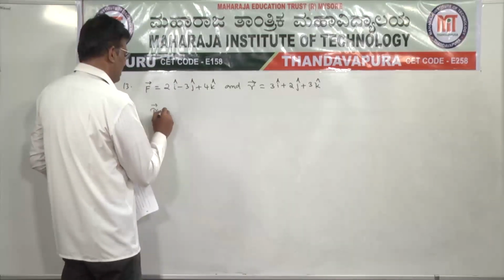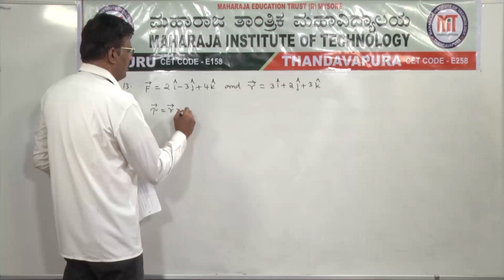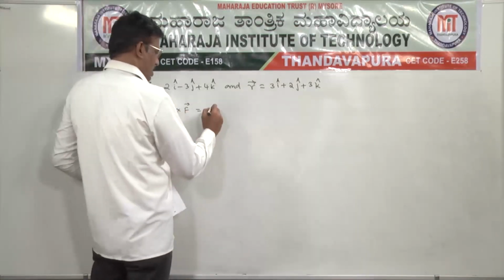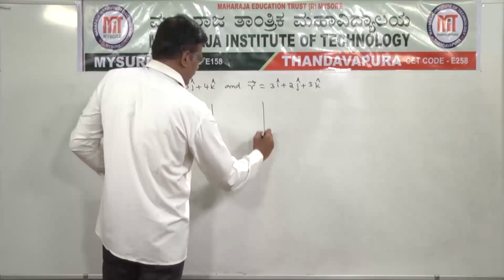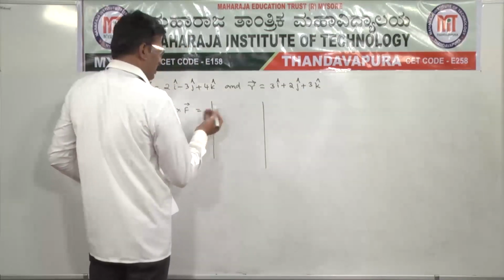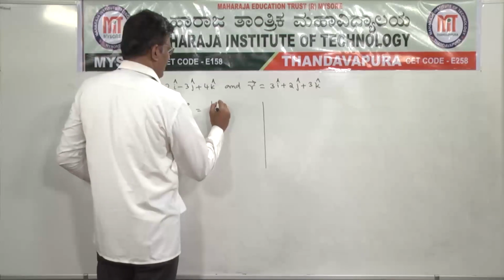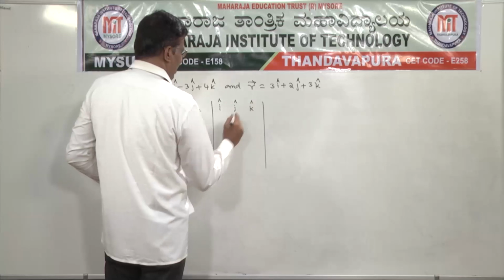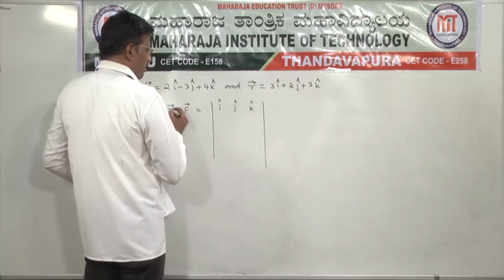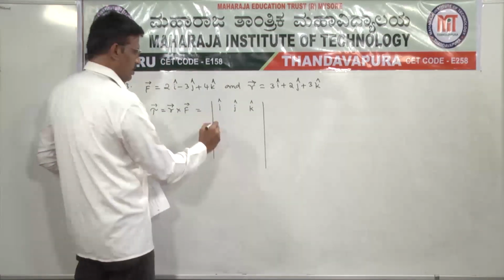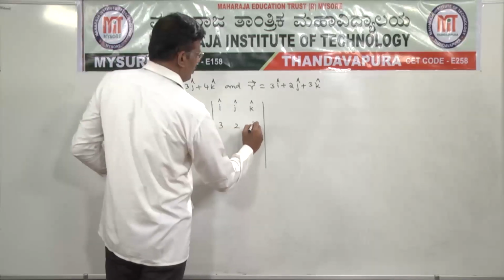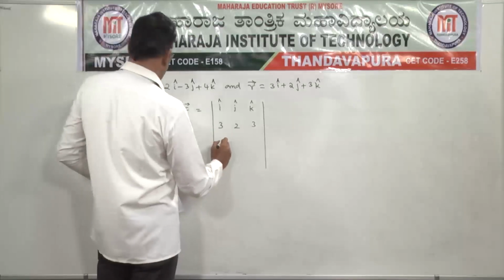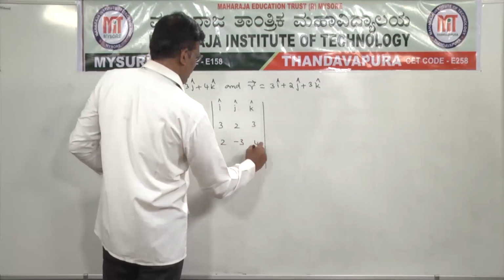So torque is the cross product of position vector and force vector. For the cross product, we can use the matrix method to find the cross product of two vectors. So here in the first row, i cap, j cap and k cap. Second row, coefficients of r bar, which are 3, 2, 3, and the coefficients of i, j, k in the second vector, that is 2, minus 3 and 4.